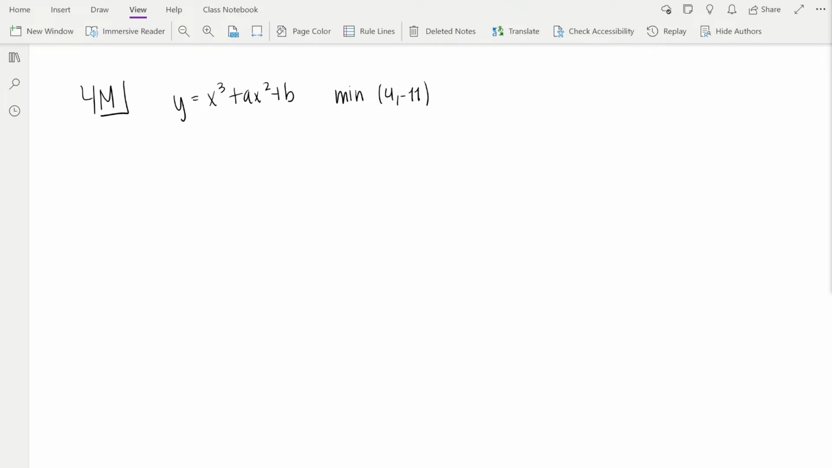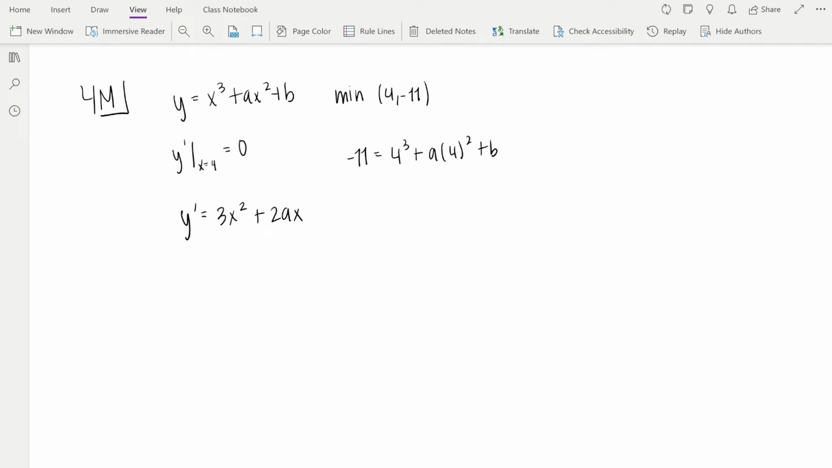So I know there's a minimum there, which means I know that y prime when x equals 4 is 0. And I also know that -11 is 4 cubed plus a times 4 squared plus b. So by knowing this point, I already have two pieces of information. Let's find that first derivative. y prime equals 3x squared plus 2ax, and the b disappears.